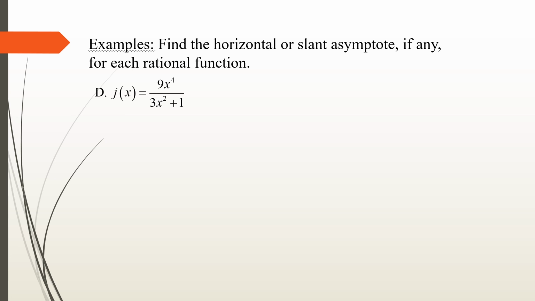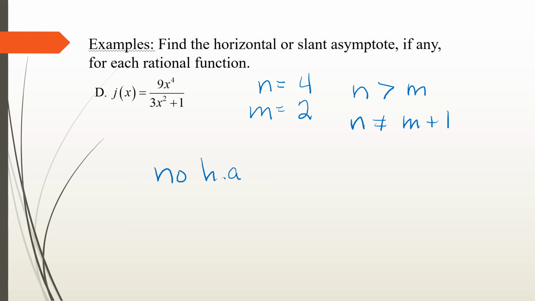And our last example, j of x, has 9x to the fourth over 3x squared plus 1. So we're going to say that the degree of the numerator is 4 and the degree of the denominator is 2. So n is greater than m, and n does not equal m plus 1. So we have no horizontal asymptote and no slant asymptote.